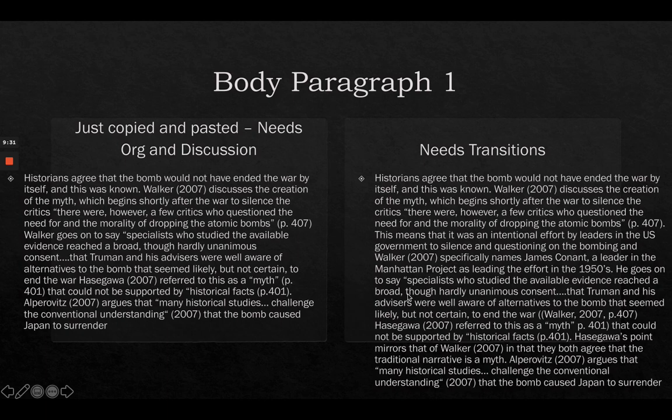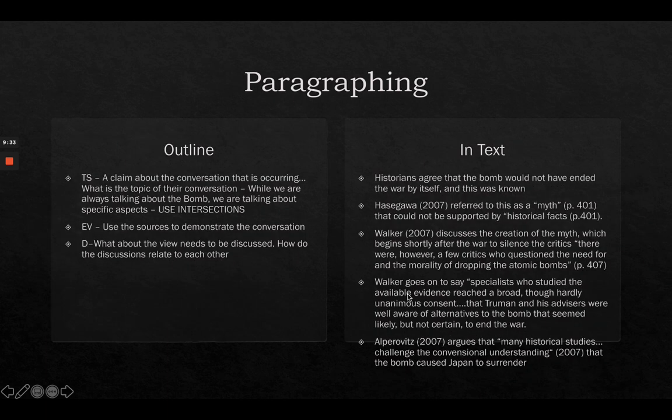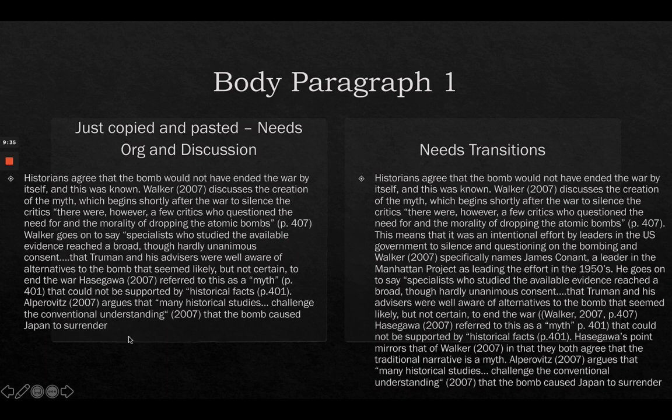From here, all I did was delete the bullet points, and it gave me this. I also reorganized it because I wanted Walker first, because I wanted to get rid of the "this was known." Something I'm really big about teaching is that topic sentences control the information you're arguing. If I say this was known, I need to prove this was known. So it can't just be that the bomb would not have ended the war.